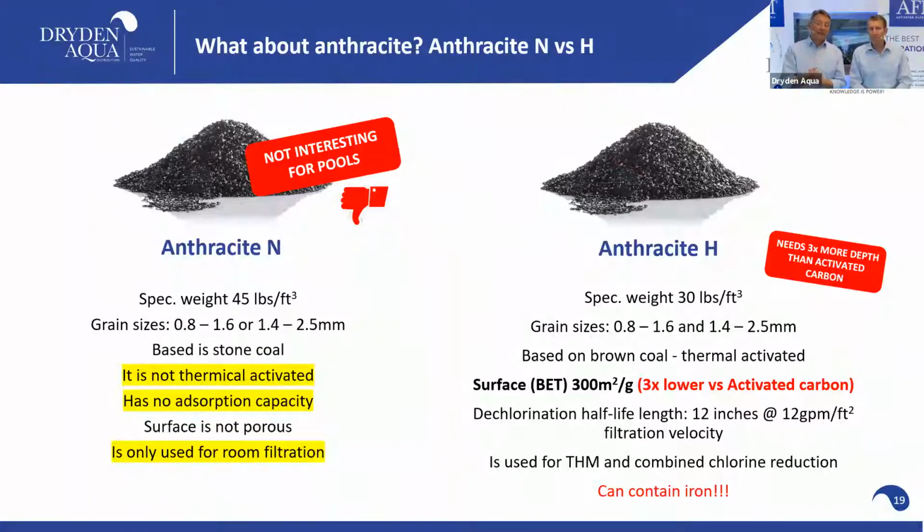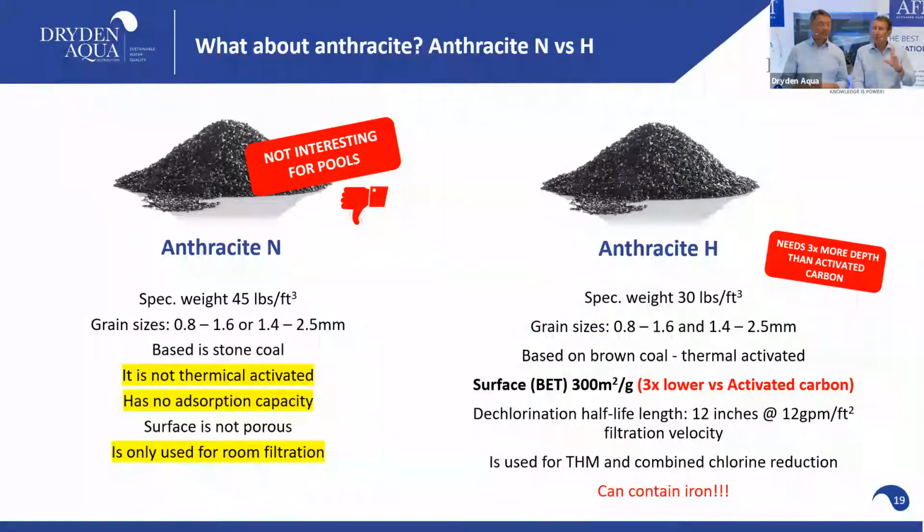You could use anthracite H, but this has 3 times less surface, so you would need 3 times more. I would not do it. It contains iron, so it is not good. In Germany they do it because they have a lot of brown coal and want to get rid of this brown coal, and they do not have a lot of coconut palms. So long story short, 10 centimeters of activated carbon. Best is coconut based.